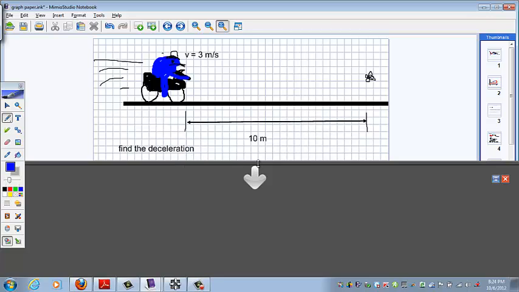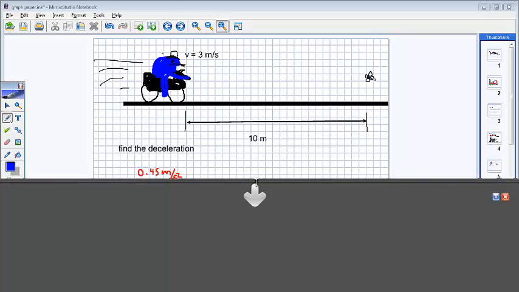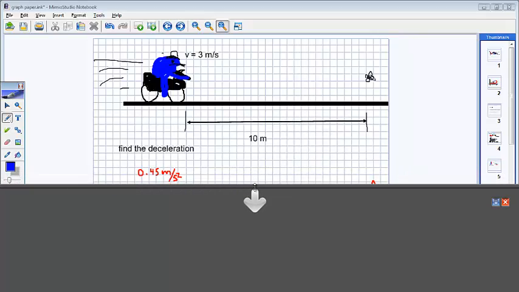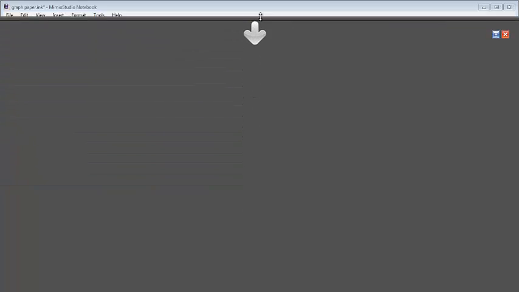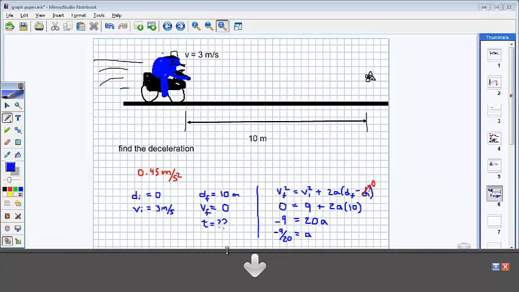And let's see, if you got it right, you can move on. The correct answer was 0.045 meters per second squared. That's what you should have got. Let's see how the solution goes. Okay, I'm just going to have to reveal the whole thing all at once. So let's take a look.